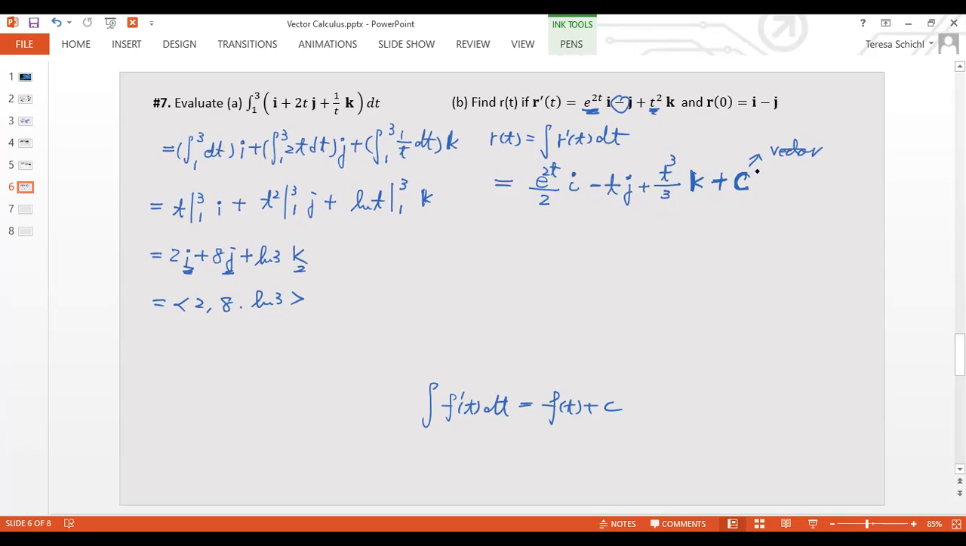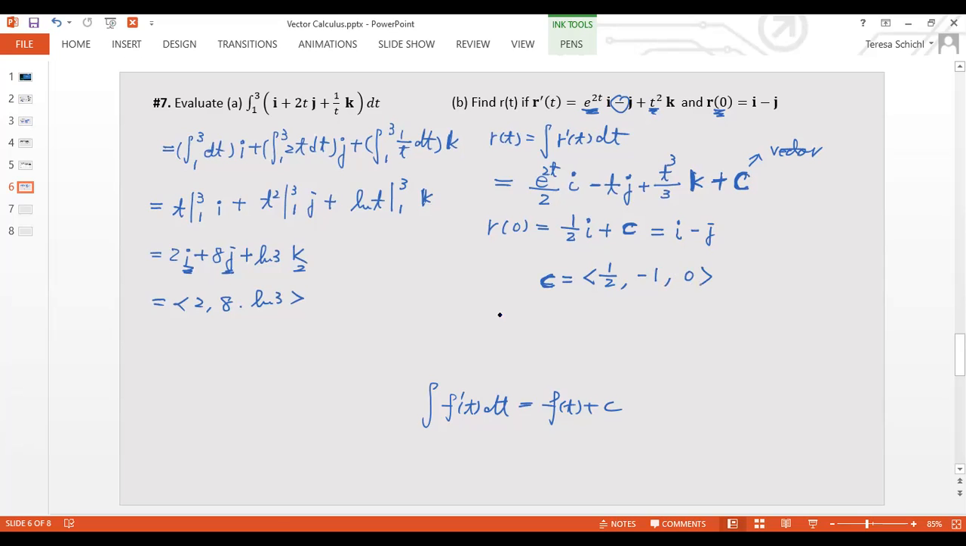So now at r(0), I plug in r(0). That's exactly like what we did in Calculus 2: you plug in the initial value. So r(0), this will be e^0, so 1/2 i. Then these terms will be 0, and this term will be 0. So it will be 1/2 i plus C, and we say 1/2 i plus C is equal to i minus j. So what is C going to be? C is going to be 1/2 i. Then in here there's no j, I have a negative j, so it's a negative 1. And then it's zero here.